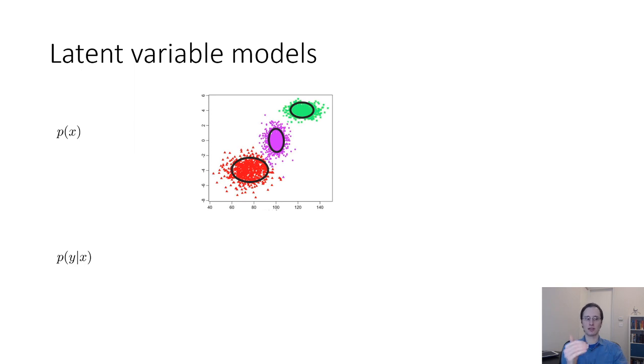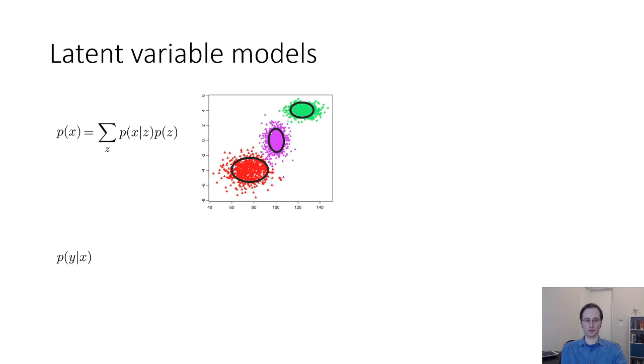So in this case, the latent variable is actually a categorical discrete variable that can take on one of three values corresponding to the three cluster identities. And we can represent this latent variable model as a sum over all the possible values of the latent variable of the conditional distribution over the variable that we're modeling, which is x, given the latent variable z, times the probability of that z. So here p of x is given by sum over z of p of x given z times p of z.